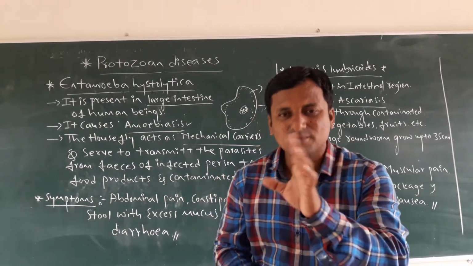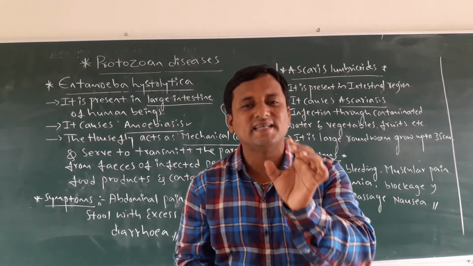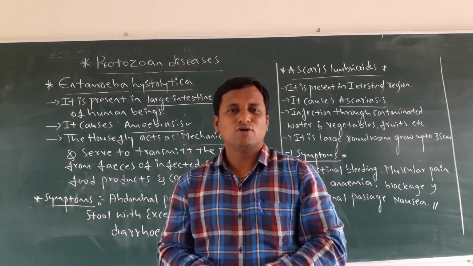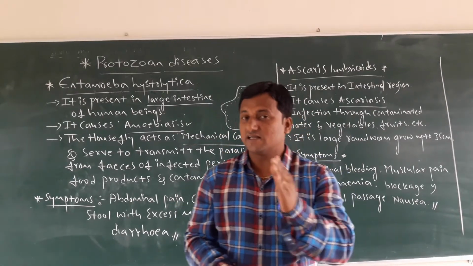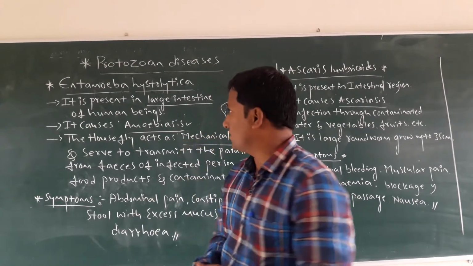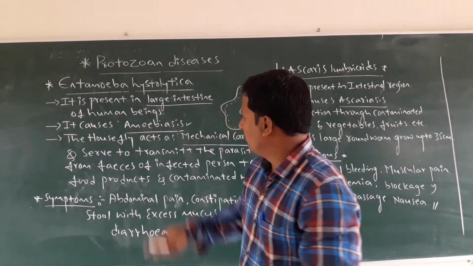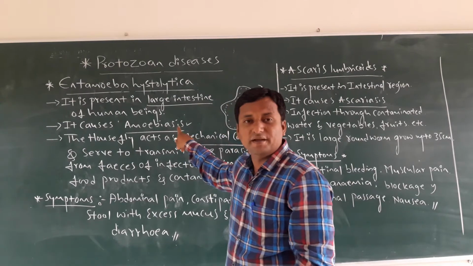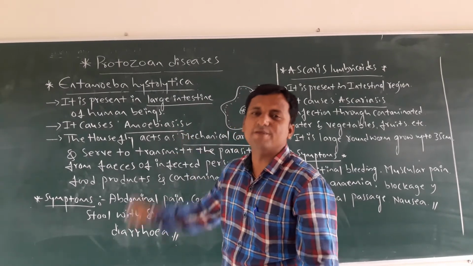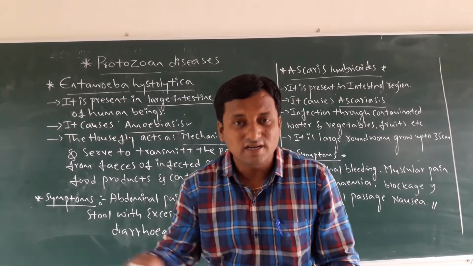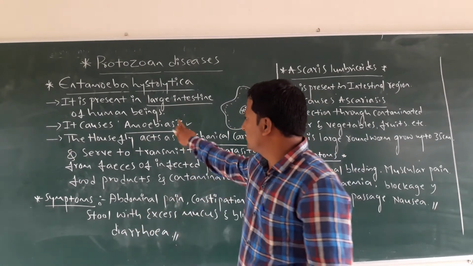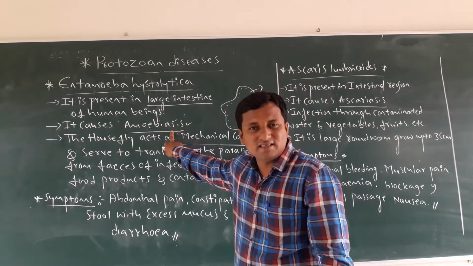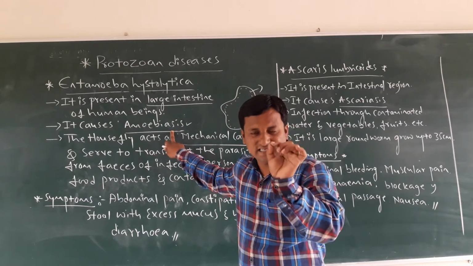Amoebiasis, another name for which is amoebic dysentery. Almost all children, and adults also, suffer from it, but children suffer more because it is common. One thing is that it causes amoebic dysentery: a yellow fluid, mucus-like structure is excreted from the body. That's what we call amoebiasis or amoebic dysentery.